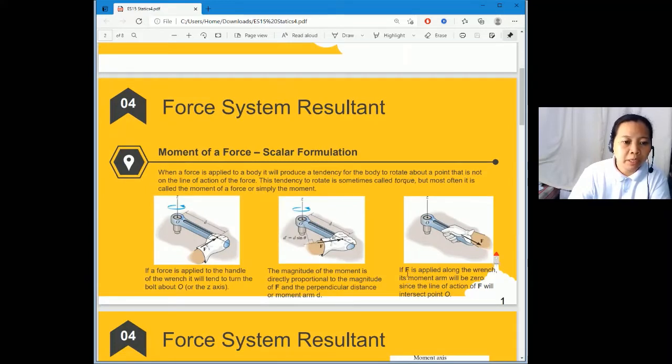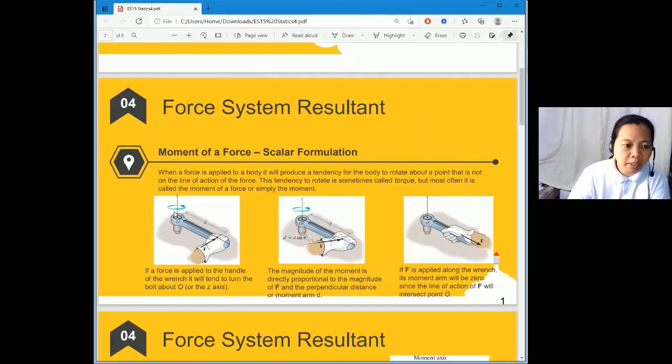So to begin with, we will first define what is the moment of a force. When we apply a force to a body, it will produce a tendency for the body to rotate about a point that is not on the line of action of the force. This tendency to rotate is sometimes called the torque, but most often it is called the moment of the force or simply the moment.